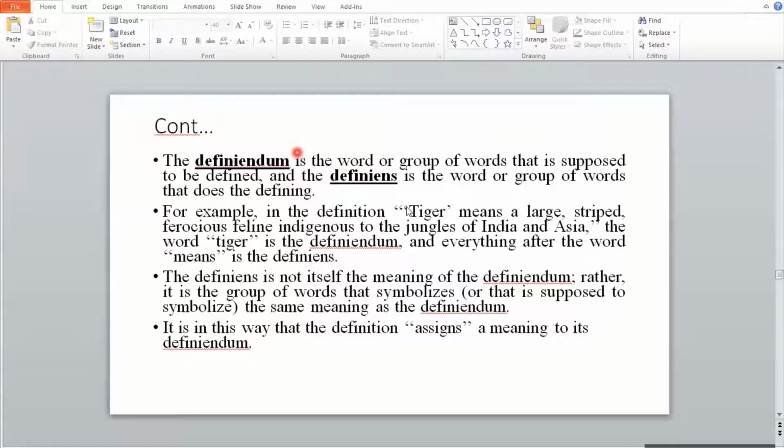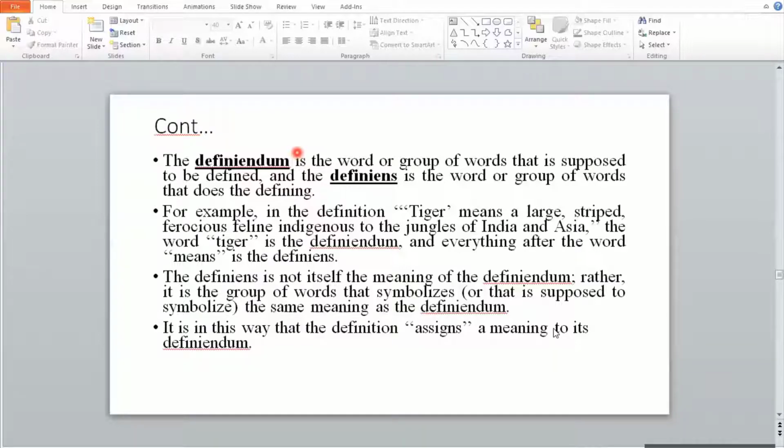From this example, you can understand in this definition there are two parts. The first part is the definiendum, and the second part is the definiens. From this example, the term, the noun here, tiger, is the definiendum, which means this is a word that we're supposed to define. On the other hand, the remaining explanation or definition of tiger is known as the definiens, because it is a group of words that does the defining.